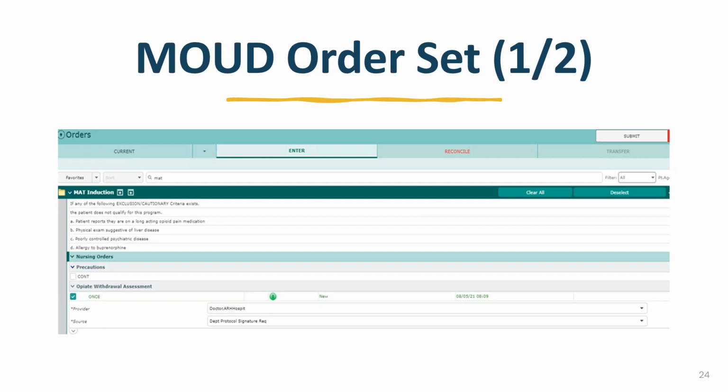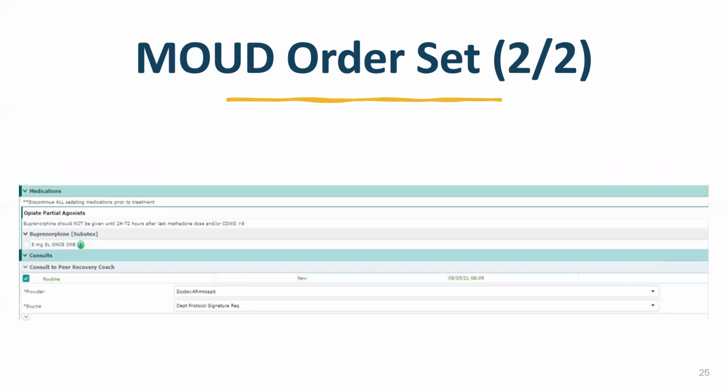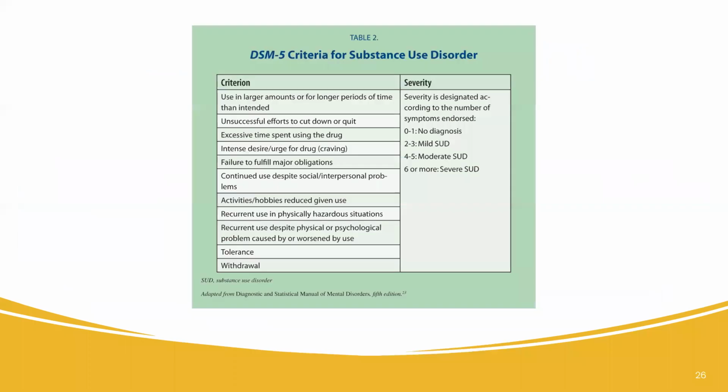You'll see it includes the exclusion and cautionary criteria at the top. It also includes nursing orders for the clinical opiate withdrawal scale, the medication, which, as mentioned, is an 8 milligram dose of buprenorphine, and the consult for the peer recovery coach. So here's the first screenshot and the second screenshot. As part of the MOUD initiation protocol, it's also important to make sure that the patient meets the DSM-5 criteria for a substance use disorder, which is outlined here.